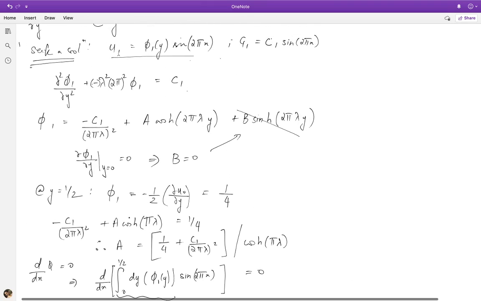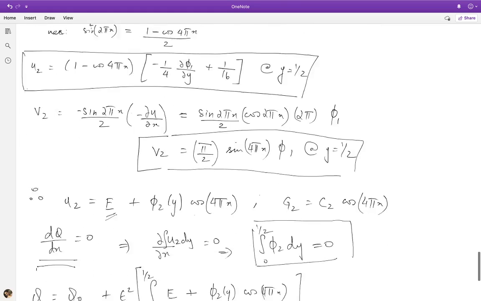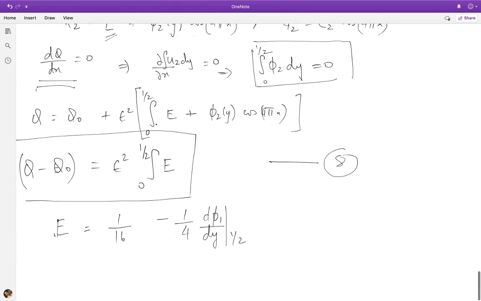So where was I with phi? Yes, I take dou phi by dou y, which drops out this term. I only have a sinh 2 pi lambda, and then y goes as half, so it's sinh pi lambda times a, into 2 pi lambda, with a positive sign, of course, because it was a cosh derivative.